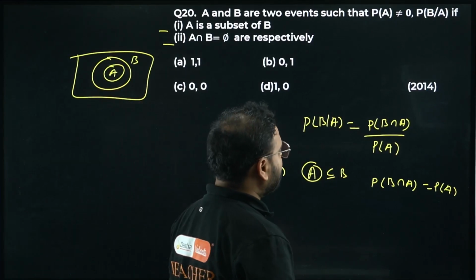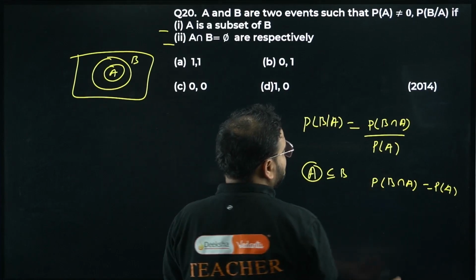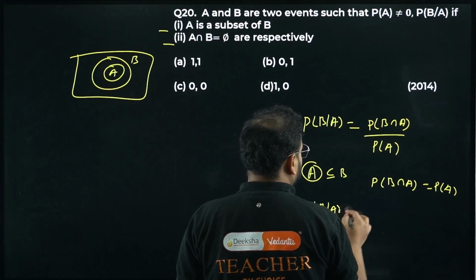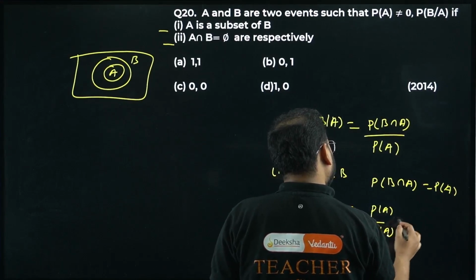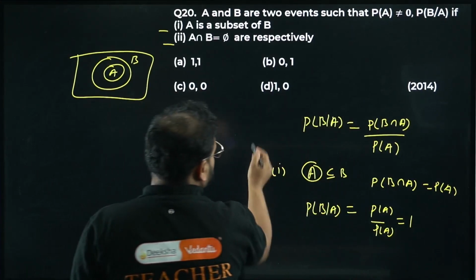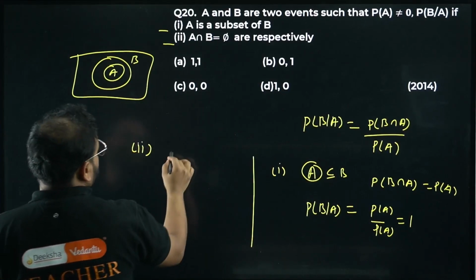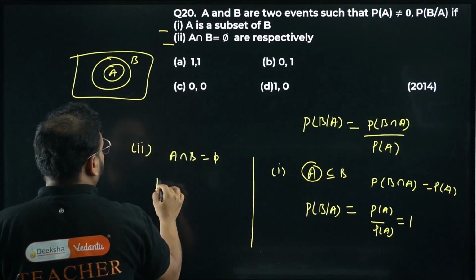Of course, in that case, what will happen? The intersection will be, sir, A only, right? So we'll have P(A) for that case. So this will become, please check, P(B|A) as P(A) upon P(A). Hence the answer is 1. So we have two options like this, A and D. Let's look for the second part. What is the second part going to be? Okay, this is clear. A intersection B is null. It means probability will also be 0.